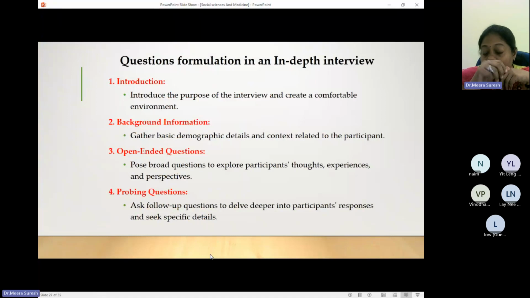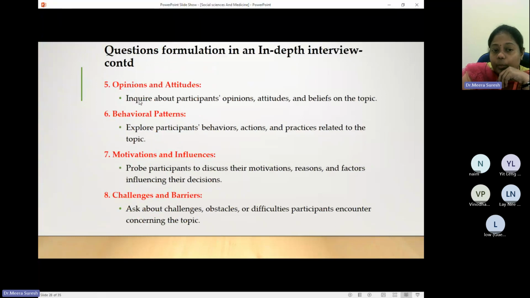And in the case of an in-depth interview, it is almost similar. You can go for the introduction, background information, open-ended questions, probing questions, then opinion and attitude, behavioral patterns, motivations and influences, challenges, and barriers. When it is about motivation, influences, challenges, and barriers, only an expert can give you answers to these questions, not a group, unless they are more involved in it. Otherwise, it's not easy for a common group of people to give answers on challenges and barriers.